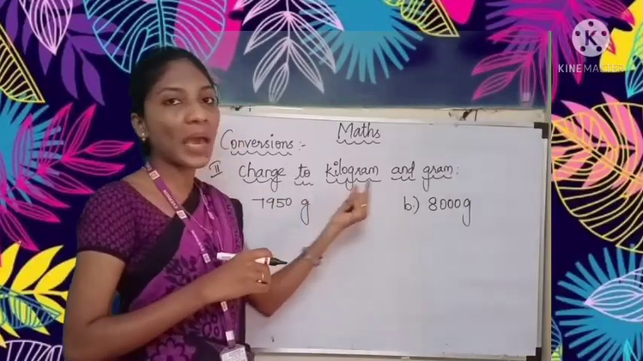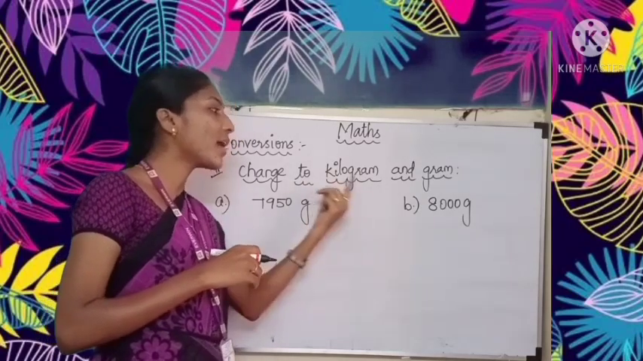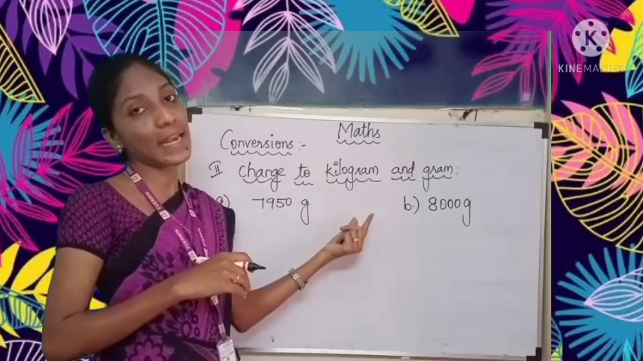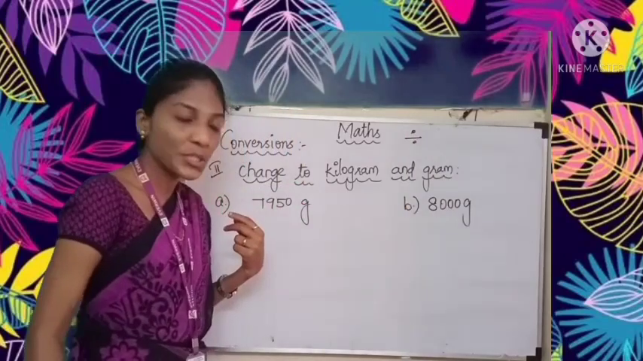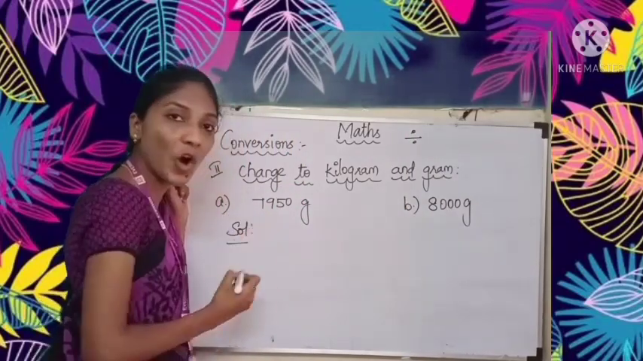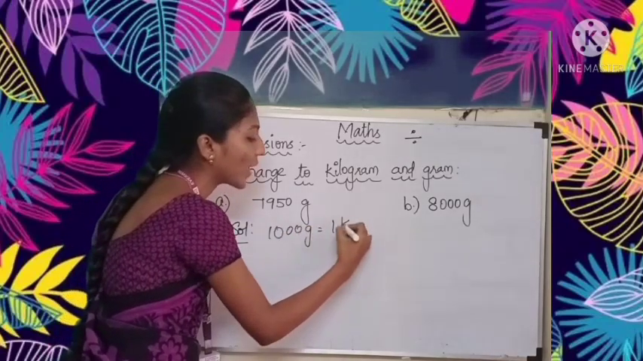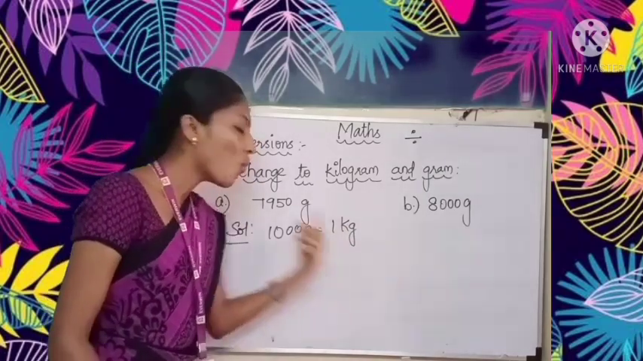Change to kilogram and gram. Here it is given in gram. We are going to convert that to kilogram and gram. That is from the smallest unit to the biggest unit. At that time, you need to use the operation division. First write the formula. Here, you have to write the formula in reverse order. That is, 1000 gram is equal to 1 kg.